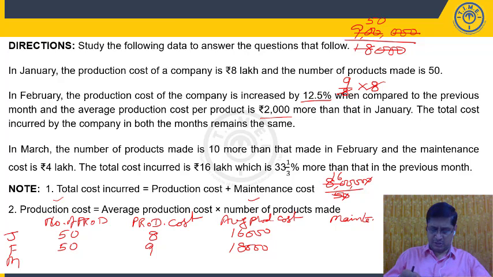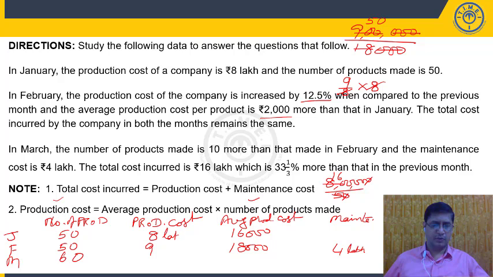Then what is the next value? Next, the March month. In the March month, the number of products made is 10 more. 10 more means 50 plus 10, it is 60. And the maintenance cost is 4 lakhs here.